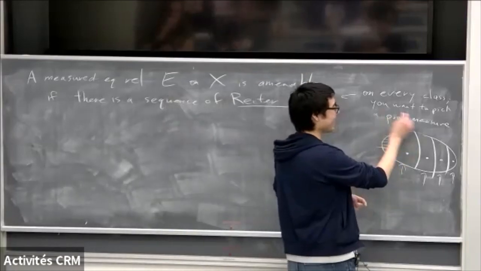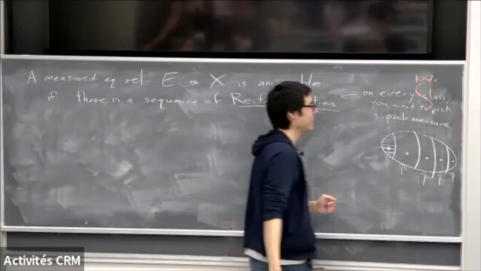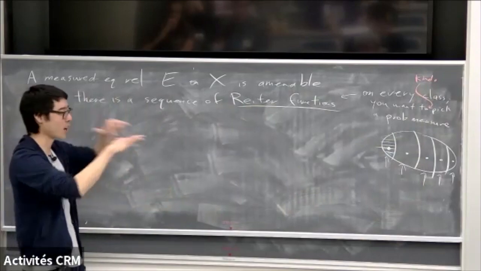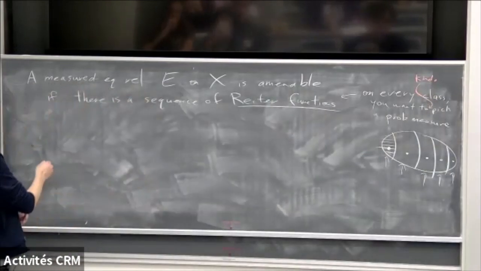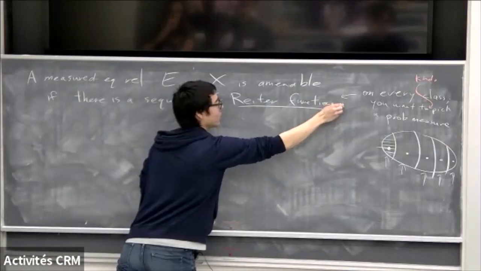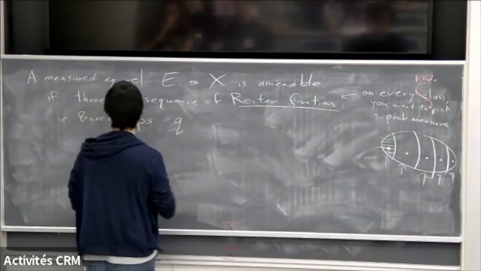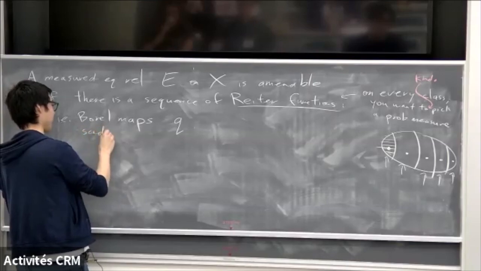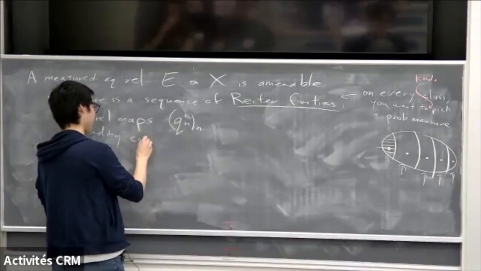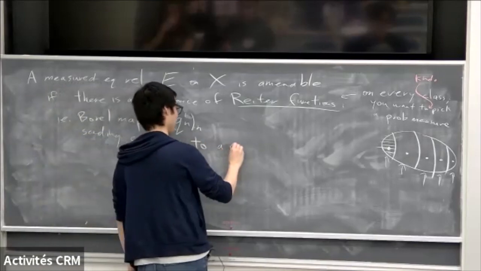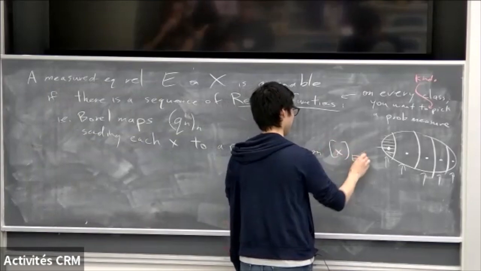So the best you can do is to get a sequence which approximates, and converges towards picking a probability measure, which is what Reiter functions are. So if there's a sequence of Borel maps, let's call them q_n, sending each x to a probability measure. It's a countable set, so I'm just saying pick a mass for each point. So a probability measure on [x], the class of x, which is the notation I just introduced.